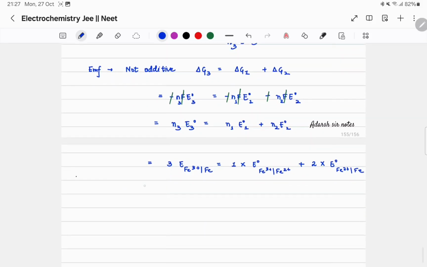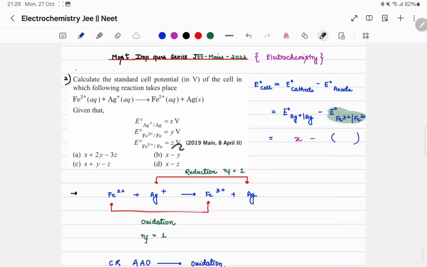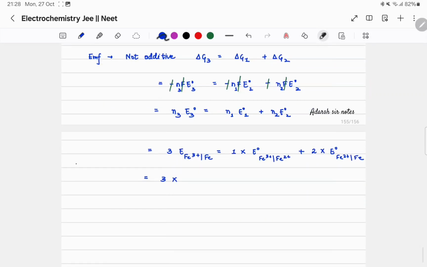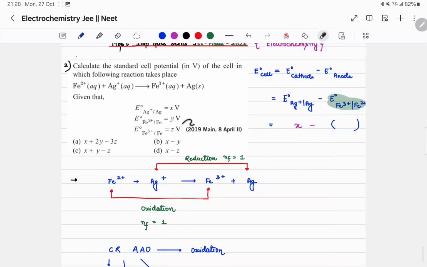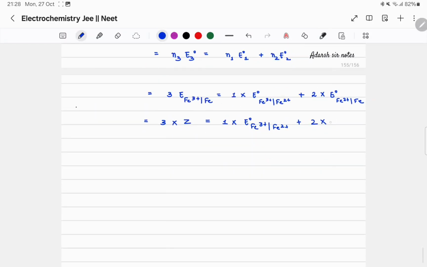Nothing we have to worry about now; we just put in the values. 3 multiplied by E naught Fe3+/Fe: how much? Z volt, so write down Z. So Z volt will be equal to 1 into E naught Fe3+/Fe2+, which is what we have to calculate, plus 2 into E naught Fe2+/Fe. How much? Y volt, already given, so I have written Y.